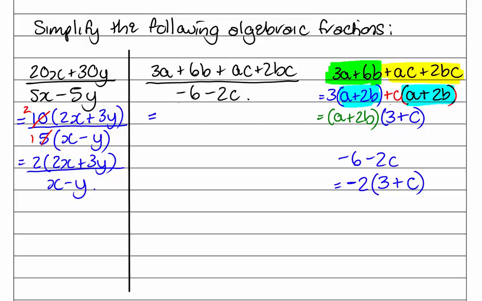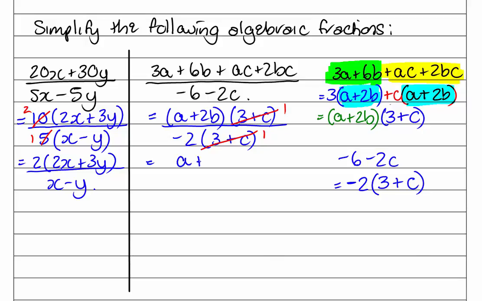So now I come back to my fraction, and I write in the top, I've got a plus 2b, 3 plus c, so that's my numerator, all over my denominator, which was a negative 2, bracket 3 plus c. And now what you should see is that these two brackets are the same, so they go into each other once. So I'm then left with a plus 2b all over negative 2. Now instead of putting the negative 2 down the bottom, I'm going to put it 2 there and put that minus out the front.